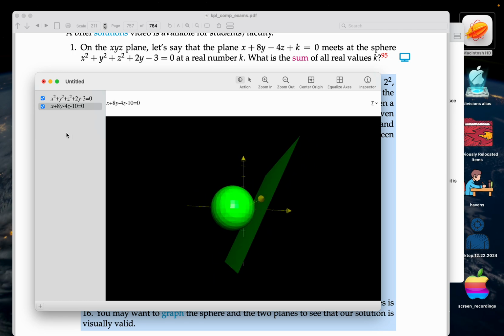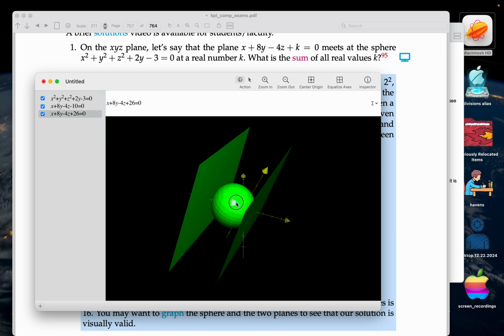I want to do the other one too. And so what's the other one going to be? Well, we'll type that one in too. That was 26, right? So what do I type in there? Let's type it in. It's going to be, let's see, x plus 8y minus 4z plus 26 equal 0. And I see that one too.